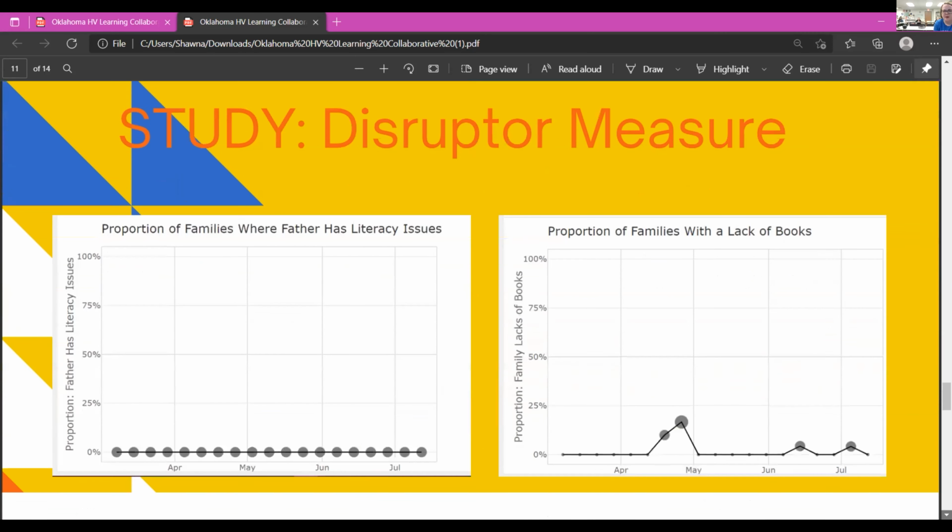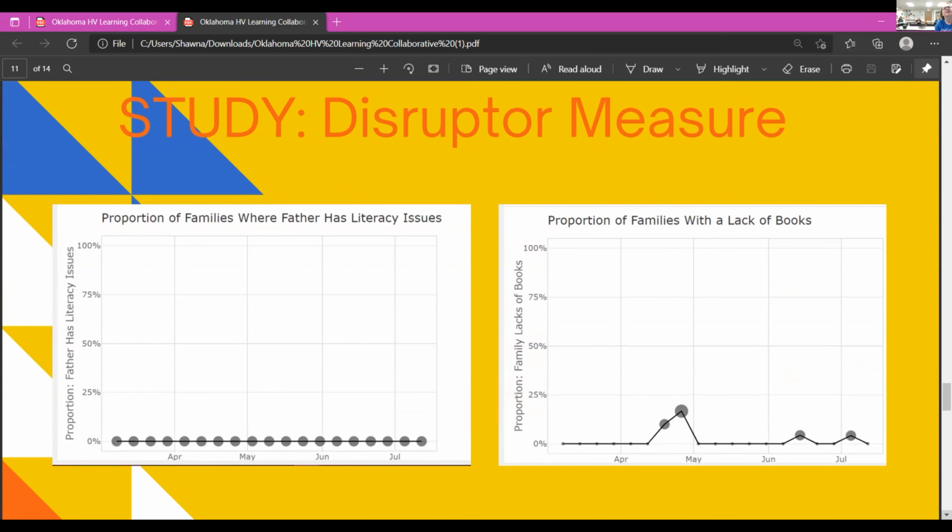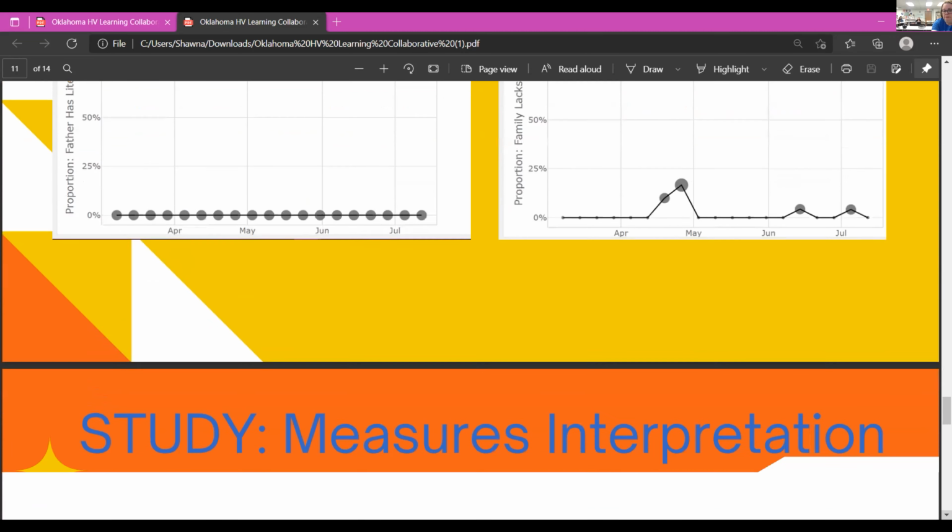Okay. And then our disruptors really weren't a disruptor like we thought they might be. So the literacy issues weren't a problem. And part of that might be we were able to get some bilingual books. And yeah, it just didn't seem to be a disruptor in this. And then the lack of books, there were some times that did jump up, but overall, the lack of books wasn't an issue either. Okay.